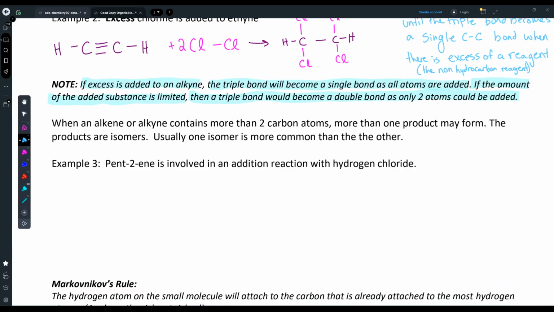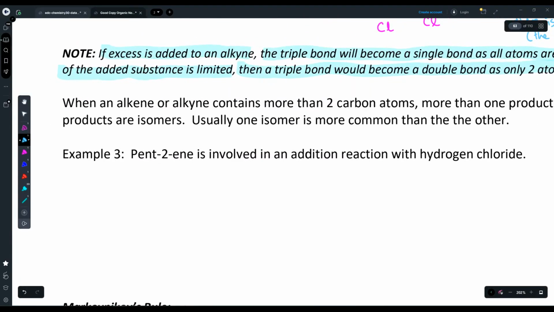We can get isomers as products, but in Chem 30 we don't really go into a whole lot of detail that would give you the additional information needed to say which product is more common than the other. So as long as you draw one of the possible products, you're pretty much good for Chem 30. Okay, so let's look at example 3.